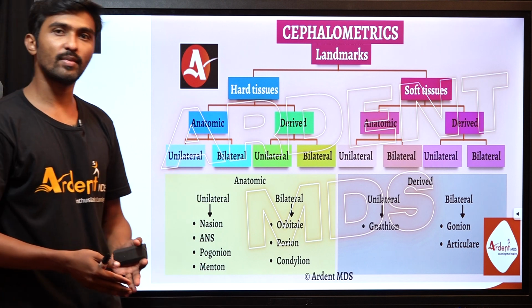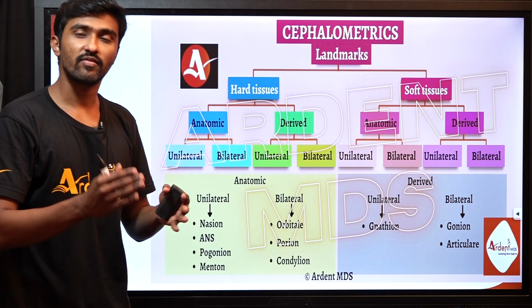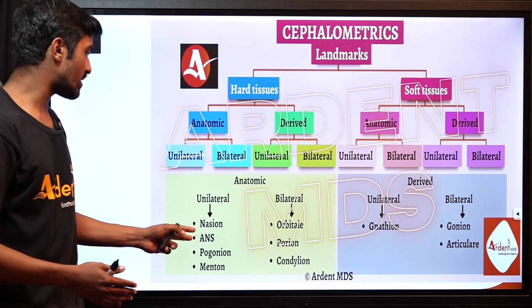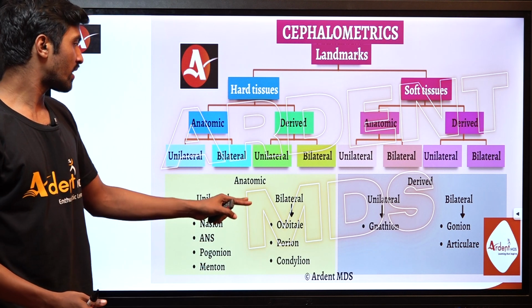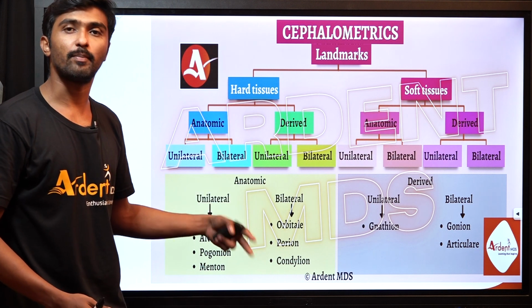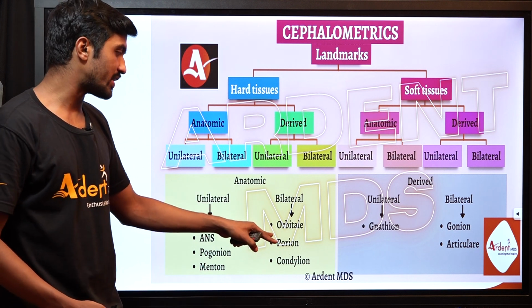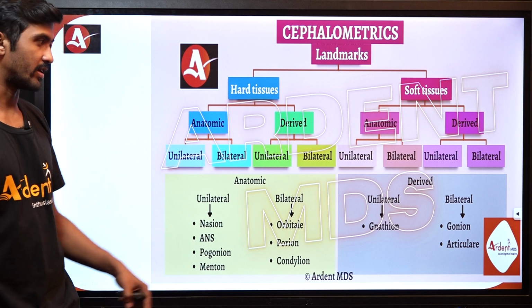Let us see some examples for anatomical landmarks which are unilateral. They are nasion, anterior nasal spine, pogonion and menton. Whereas the anatomical landmarks which are bilateral in nature are orbitale, porion and condylion.